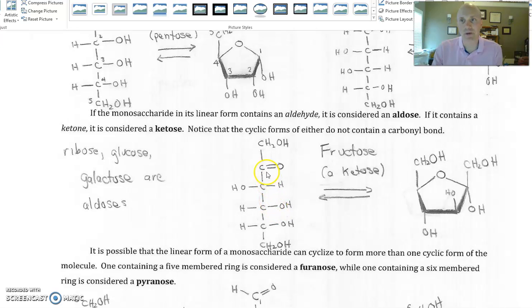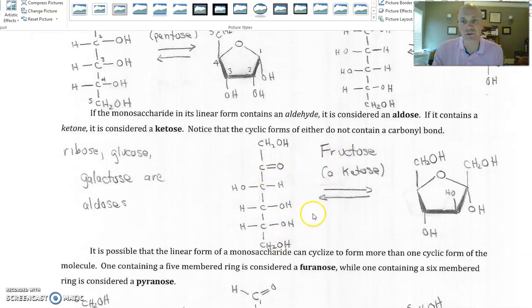By comparison, some monosaccharides would have a ketone in their linear form. Whether it has a ketone or an aldehyde, both of those functional groups have a carbonyl carbon. That's what they have in common, and that's what's necessary for the cyclization to occur. But if that carbonyl is part of a ketone, such as this right here, that particular monosaccharide would be considered a ketose. The most common example of that is fructose, which hopefully you've heard about.